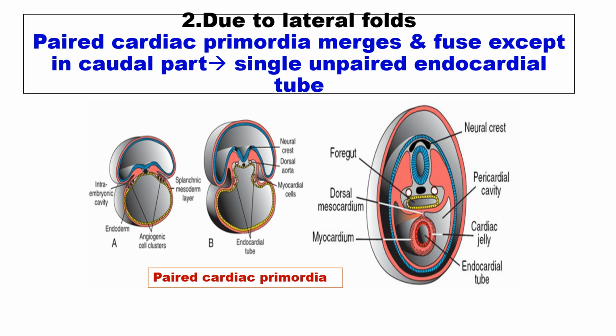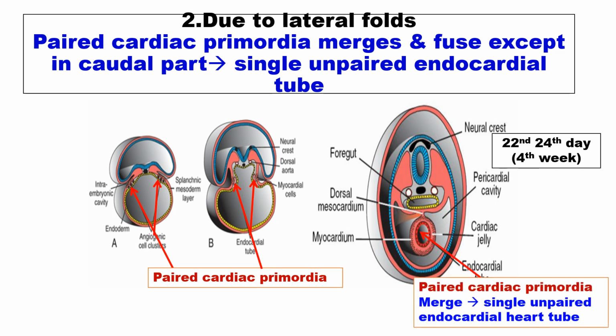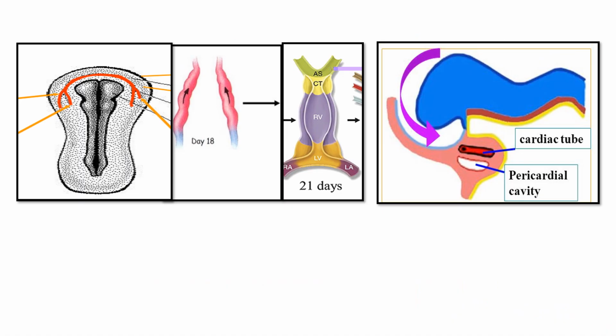Later, according to the cephalocaudal folds, we have simultaneously lateral folds appearing in the embryonic disc. These lateral folds also appear around the 22nd to 24th day. The paired cardiac primordium merges and fuses except in the caudal part. It forms a paired cardiac primordium, which forms a single unpaired endocardial heart tube.